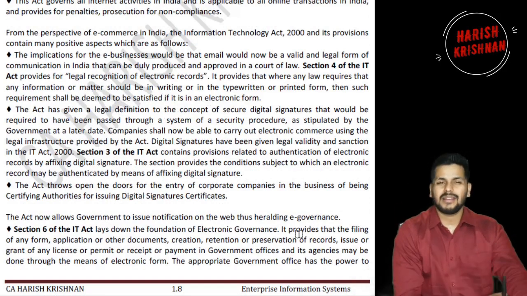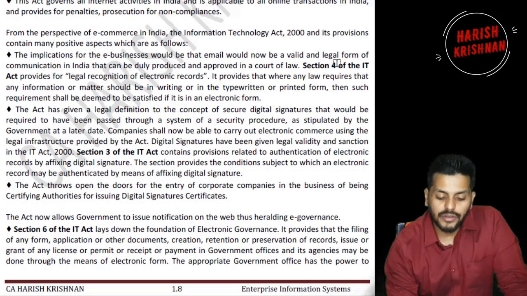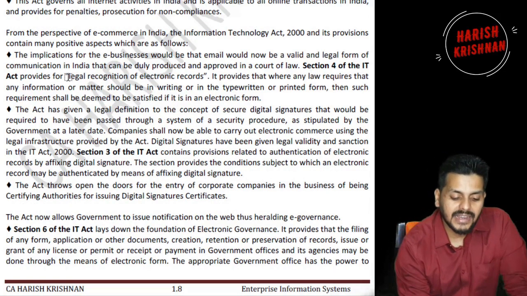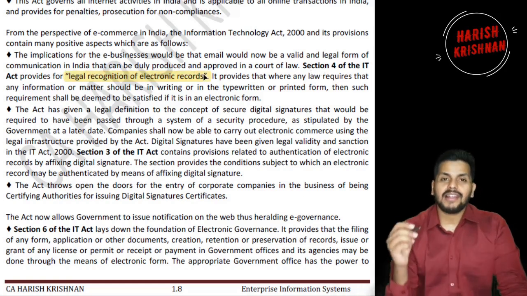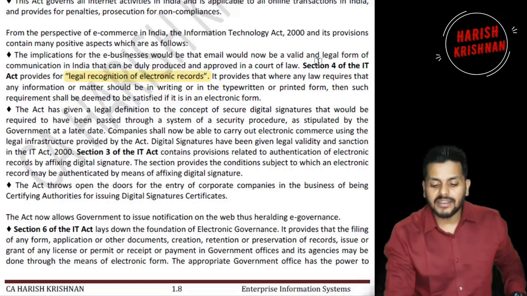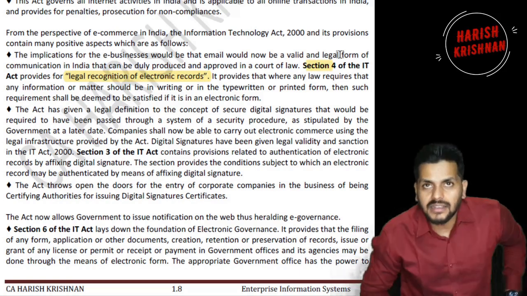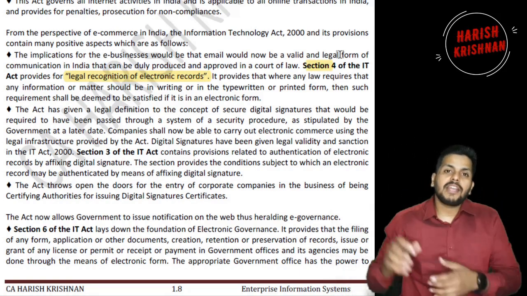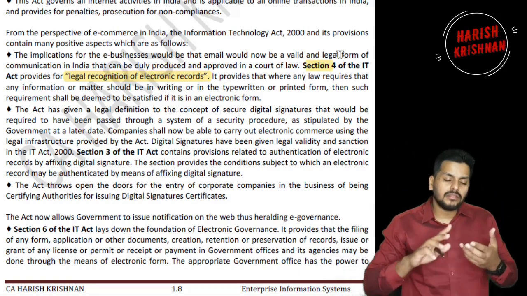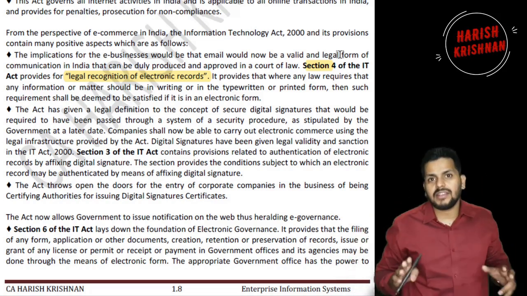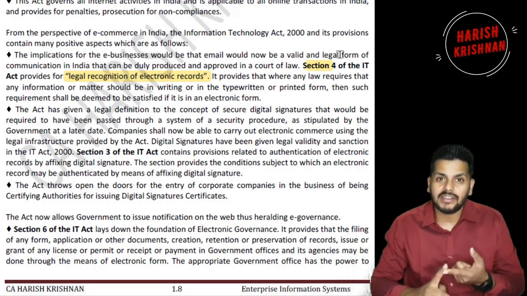Let me explain that. They are very, very simple. Section 4 of the IT Act provides for legal recognition of electronic records. Now, because section 4 is there in the IT Act, you can maintain books of accounts in electronic form. You can actually do anything and everything in electronic form. Nowadays, you can send invoices in electronic form.